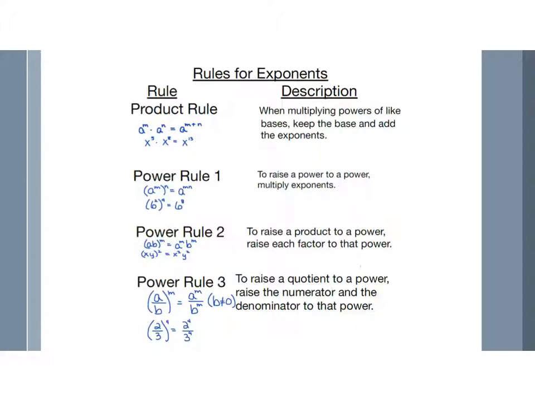So the first thing we're going to talk about today are the rules for exponents. The first rule is the product rule. And what the product rule states is when you multiply powers of like bases, you keep the bases the same and you add the exponents. So for example, here is two things. It's got an A and it's got an X example.